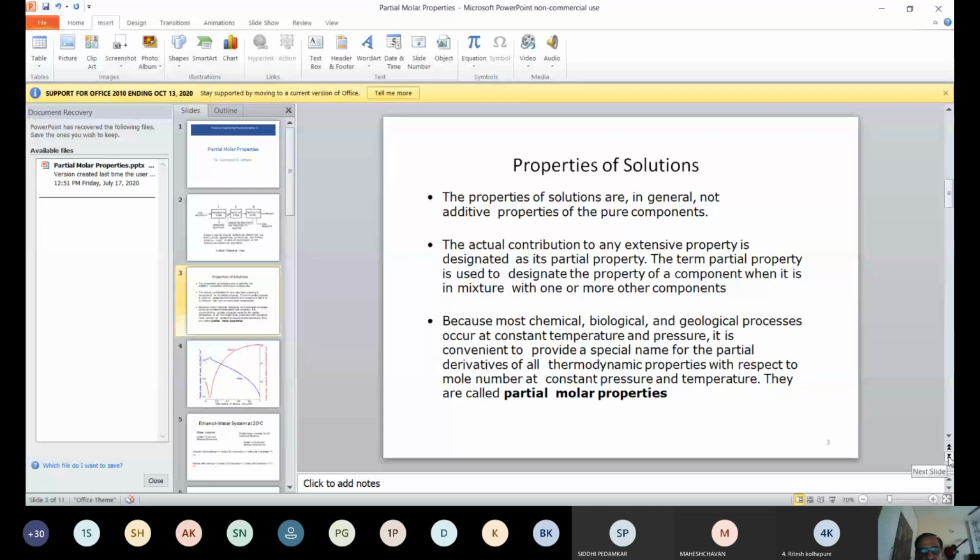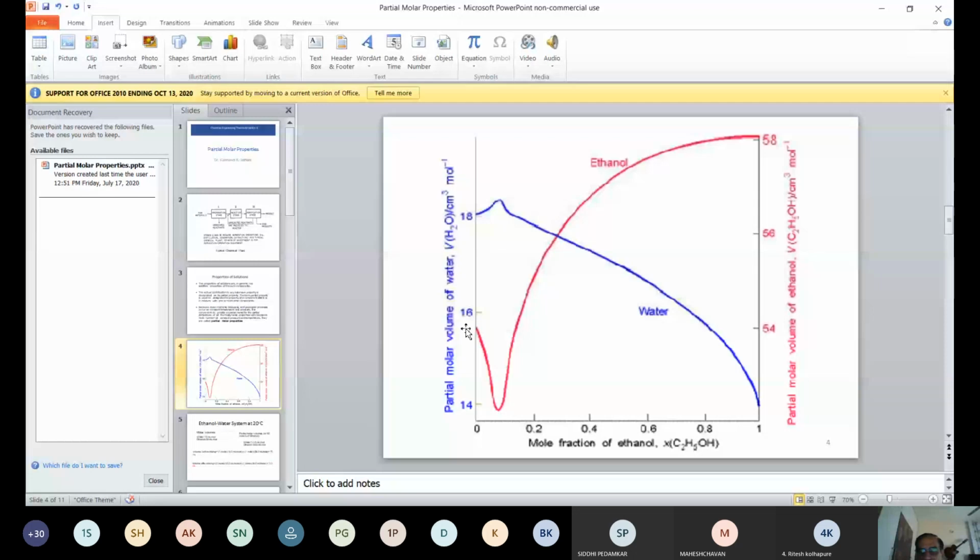Okay, so let us see this picture, slide number 4. Can you see slide number 4? Yes, sir. Okay. So this plots the partial molar volume of water and the partial molar volume of ethanol against the mole fraction of ethanol in the mixture.